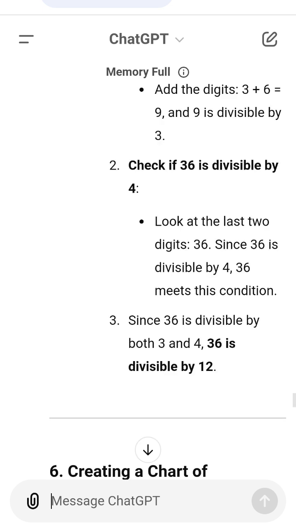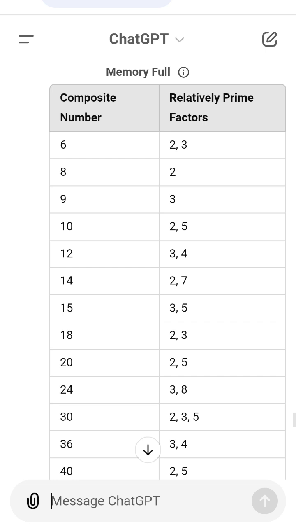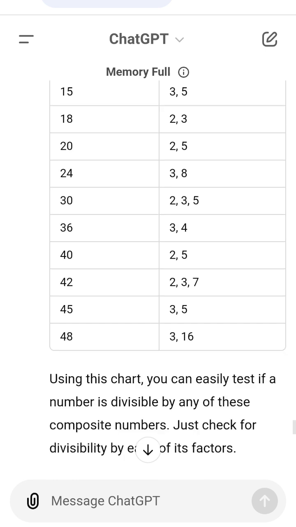Is 120 divisible by 30? Check the factors of 30: 2, 3 and 5. 120 is divisible by 2, it's even. By 3, 1 plus 2 plus 0 is 3. And by 5, it ends in 0. Since it's divisible by all three, 120 is divisible by 30.